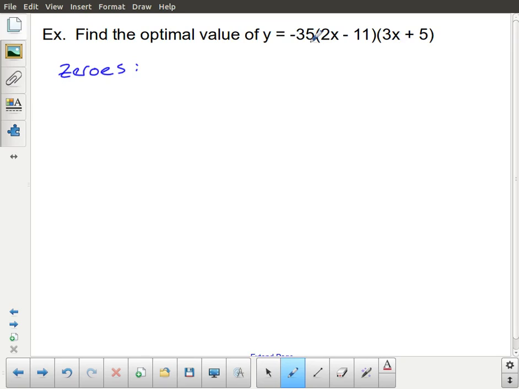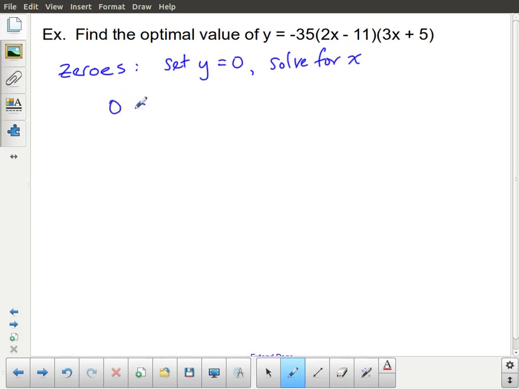Now, I'm going to go into a little bit more detail here. Maybe this is a bit of a review or a reminder. When I want to find the zeros, what I'm really doing is I want to find out where this graph crosses the x-axis. But to cross the x-axis, that means my y value is equal to 0. So if I set y equal to 0, I can find the solutions. So then once I set y to 0, I can solve for x.